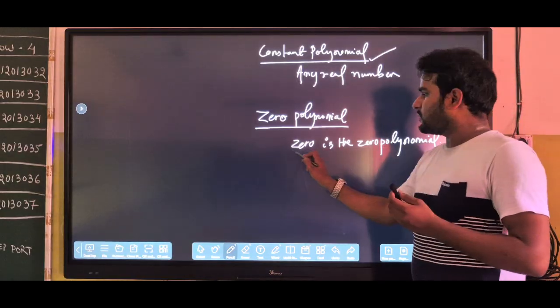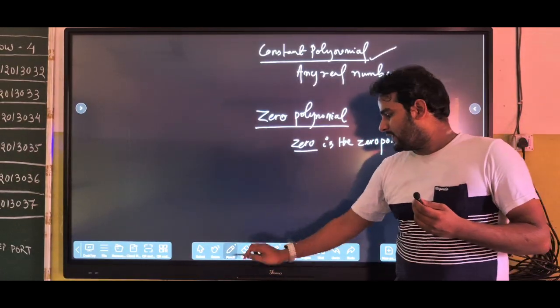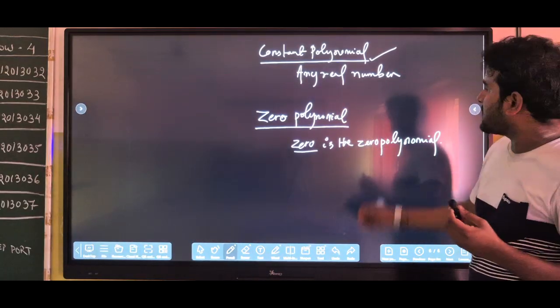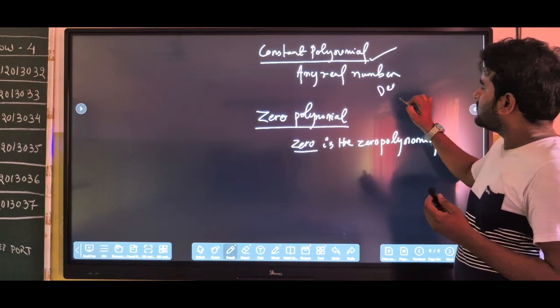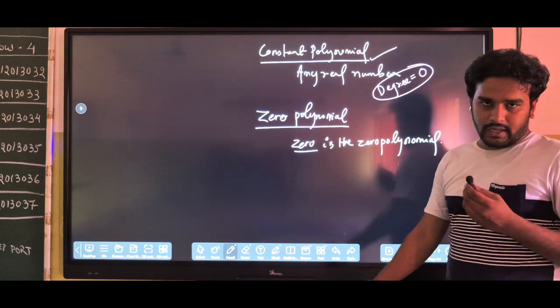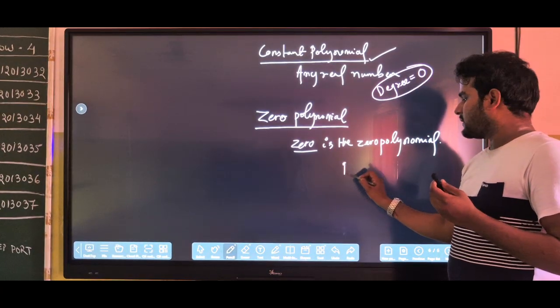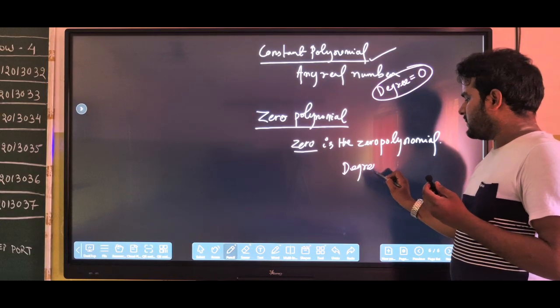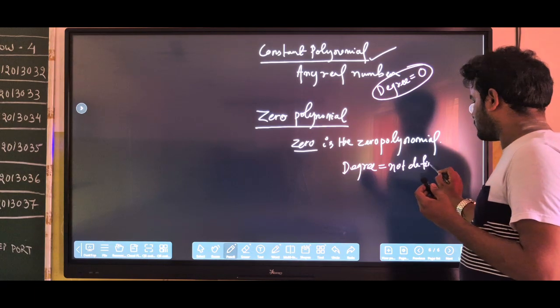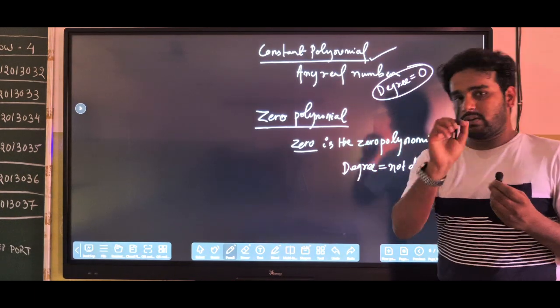Okay, so zero itself is called the zero polynomial. As we have defined the polynomials, let us know their degree. So constant polynomial means degree becomes 0. For zero polynomial, degree cannot be defined, so it is not defined, because it is 0. You can't define a particular value.